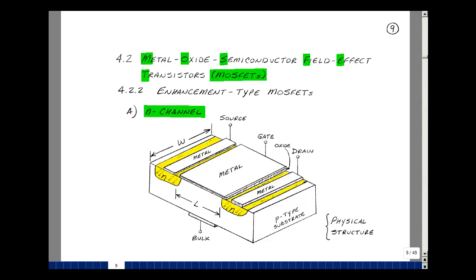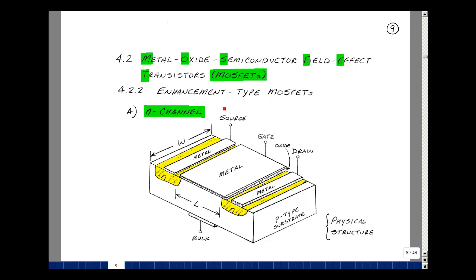There are two types of MOSFETs. One's called a depletion MOSFET and the other is called an enhancement MOSFET. They no longer make the depletion MOSFETs, so we're just going to talk about the enhancement type MOSFETs. And of those enhancement type MOSFETs, there are two, an N channel and a P channel.